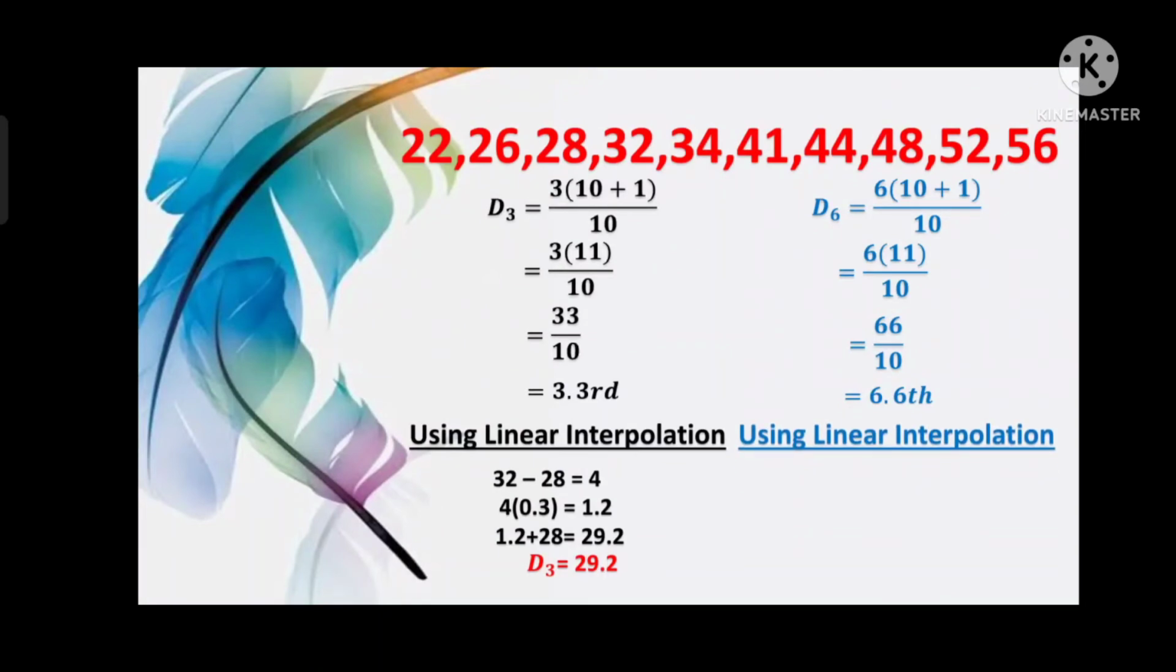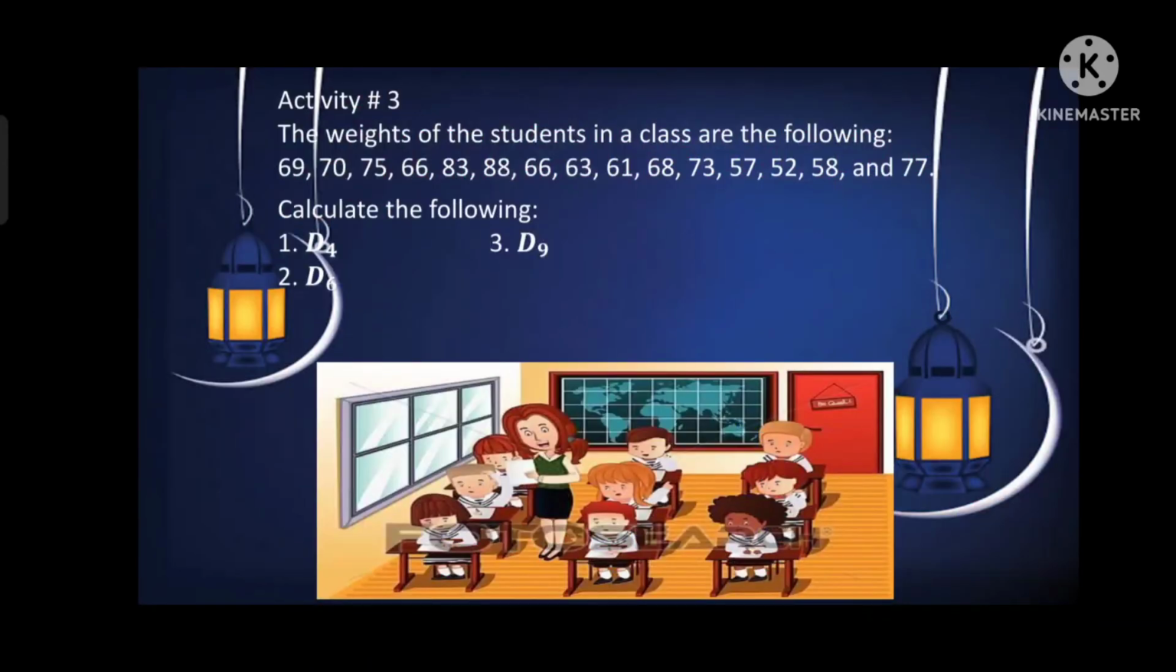value. So using linear interpolation, 44 minus 41 is equal to 3. So multiplying 3 times 0.6, we have 1.8. Adding it to the lower number, which is 41, the value is 42.8. We have our decile 6, which is equal to 42.8.